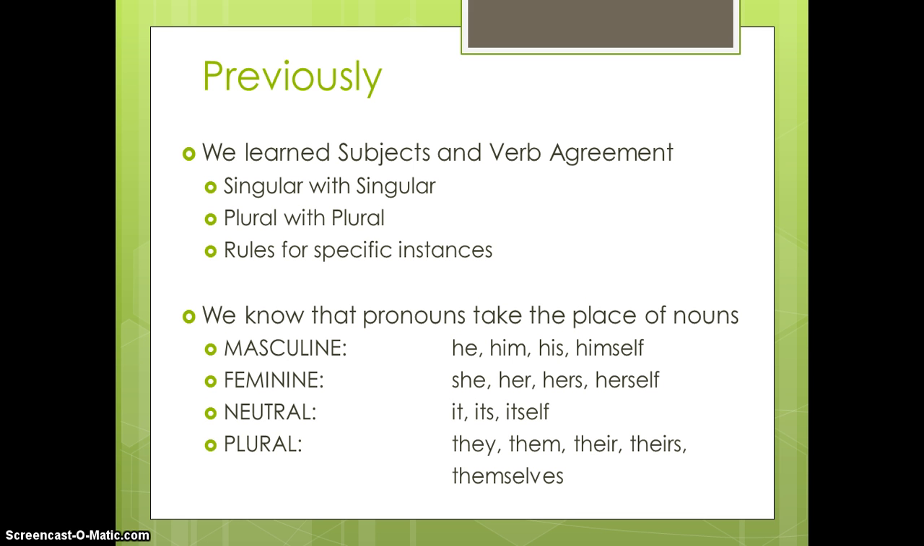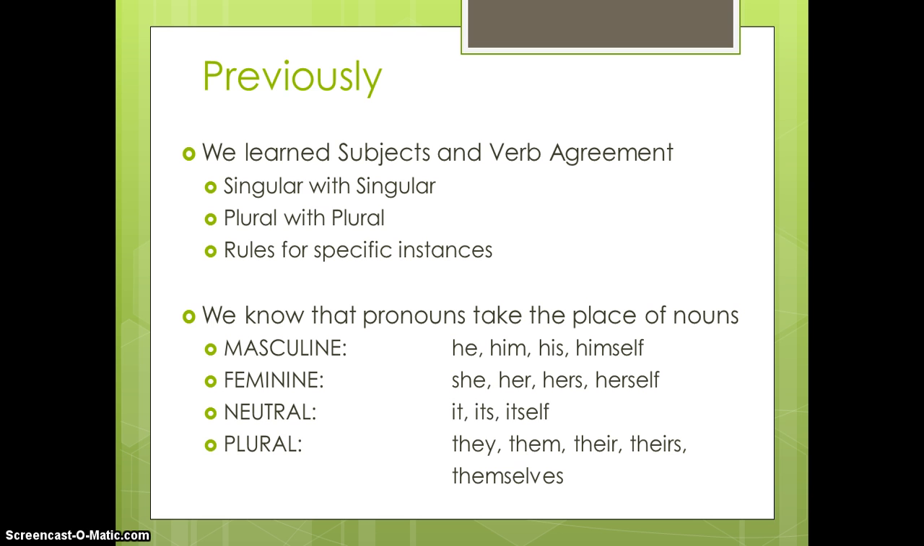Pronouns, of course, take the place of nouns, and they can either be singular or plural as well, but pronouns also can be masculine, feminine, or neutral when they are singular. So these are pronouns to make sure you know and know which category they fall into.